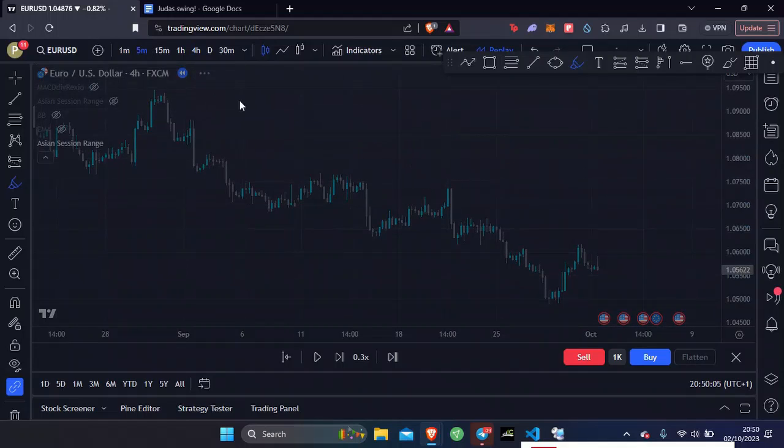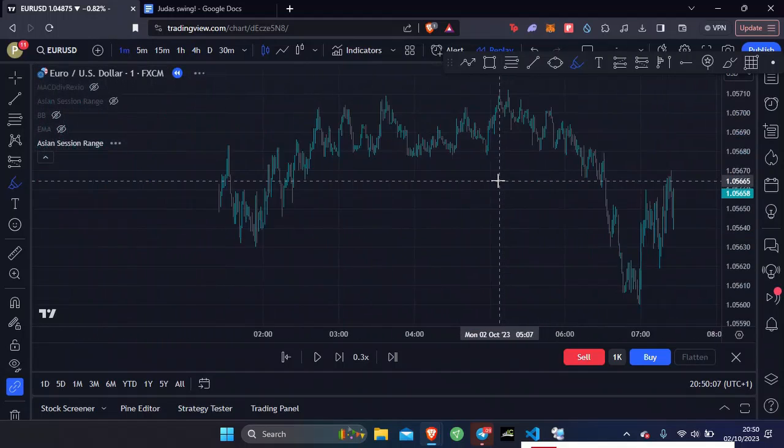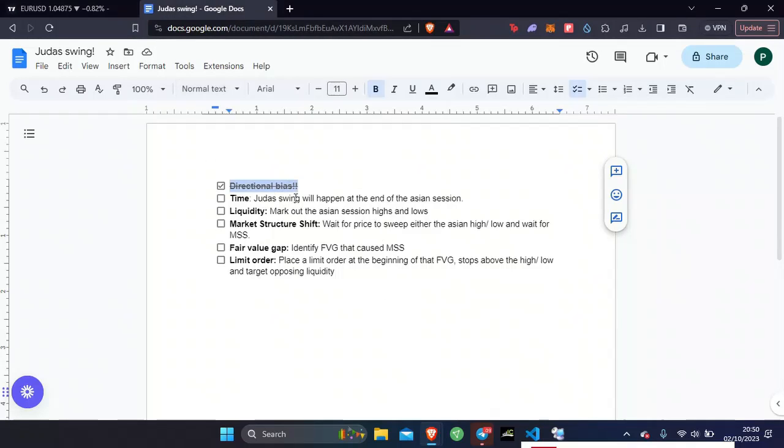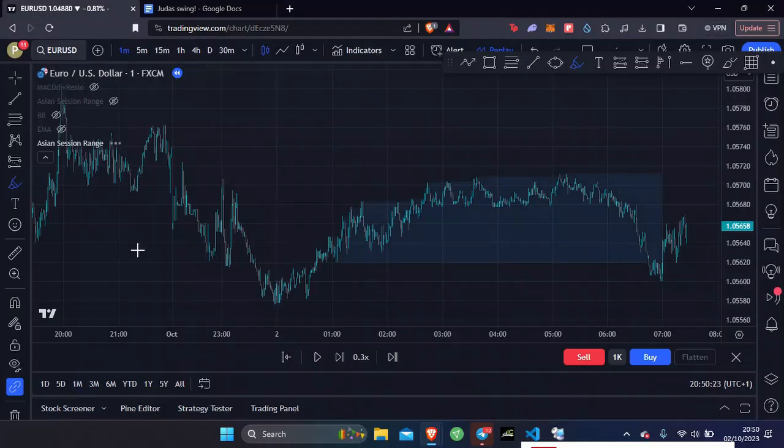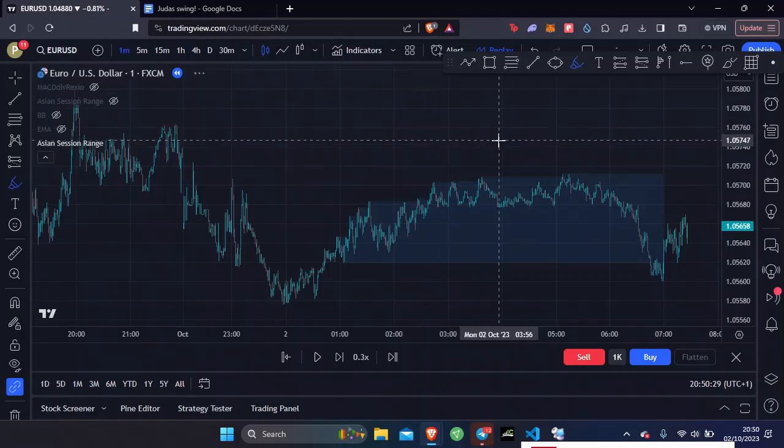Now we come down to the 1 minute, and we wait for the correct time. The Judas swing will happen at the end of the Asian session. We have to mark out the Asian session highs and lows, because that is the liquidity that we're targeting. Perfect, so we tick off both of those and come over to the chart.